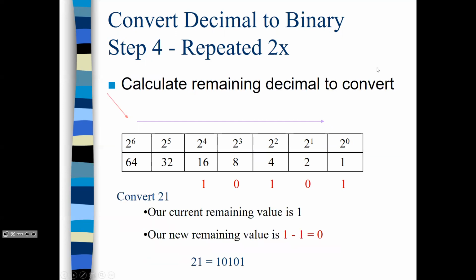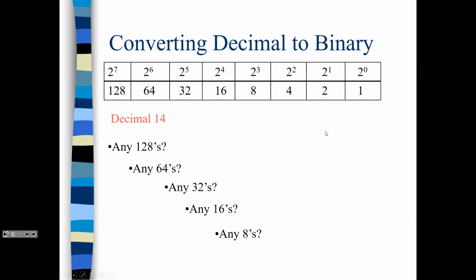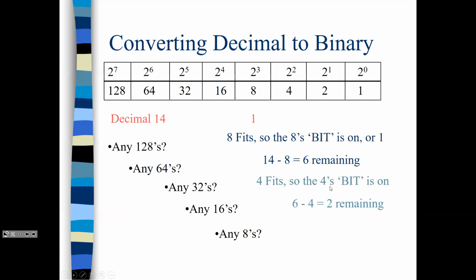All right, what about decimal 14? What's the first bit I would turn on? 8. What would that leave me? 6. And what would be the next bit I would turn on? 4. And then what would that leave me? 2. And then 0. So decimal 14 would be equivalent to 1110. So good job.